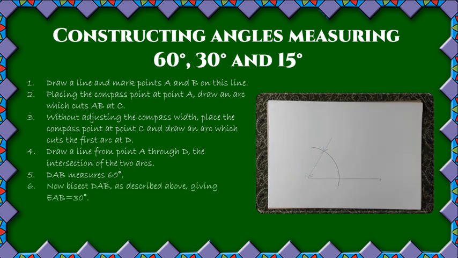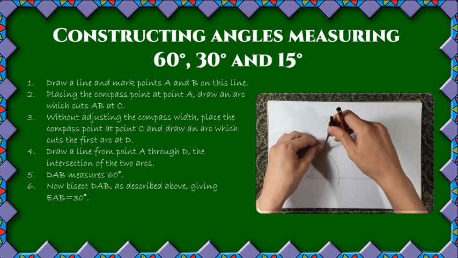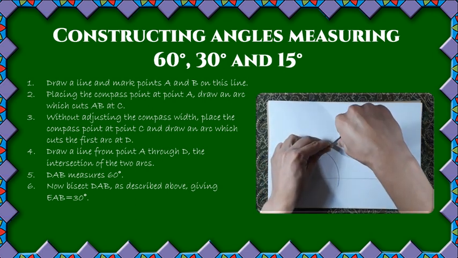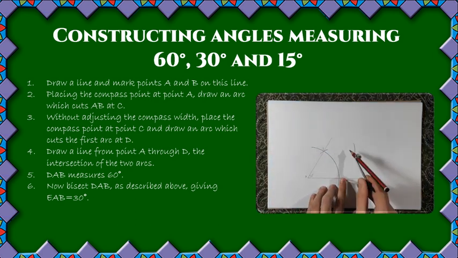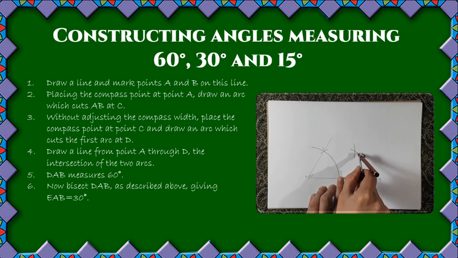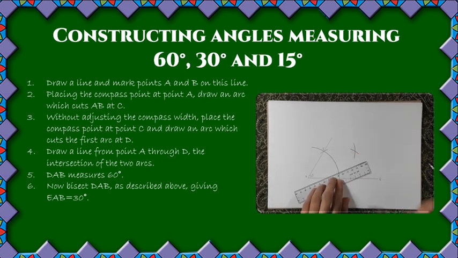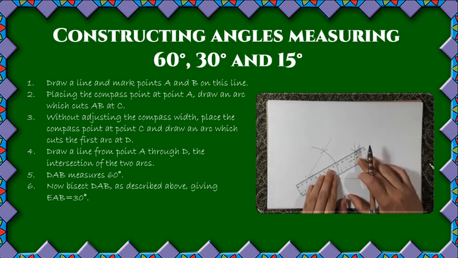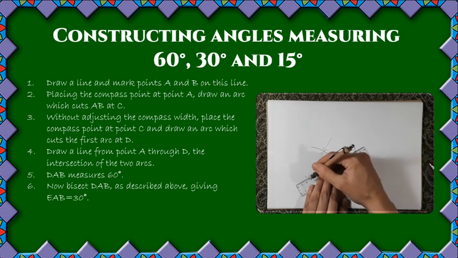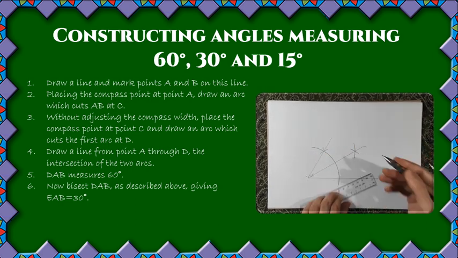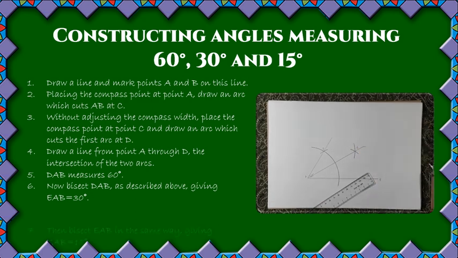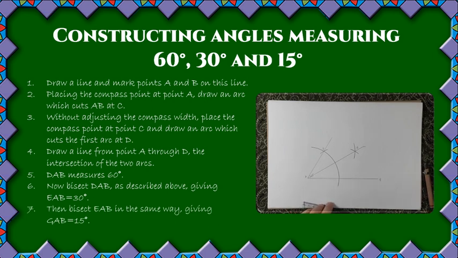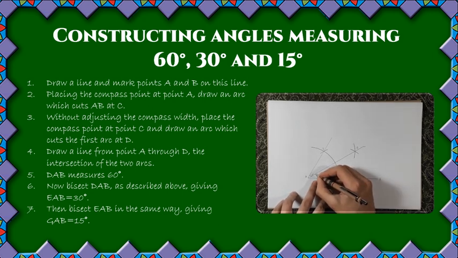Now bisect angle DAB as described above, giving angle EAB equal to 30 degrees. Then bisect angle EAB in the same way, giving angle GAB equal to 15 degrees.